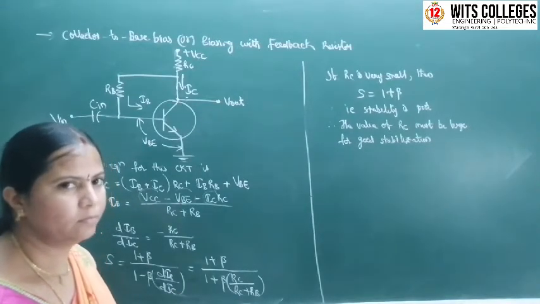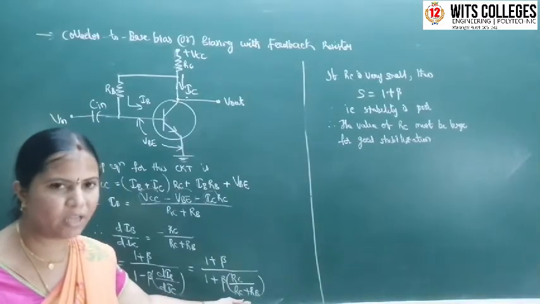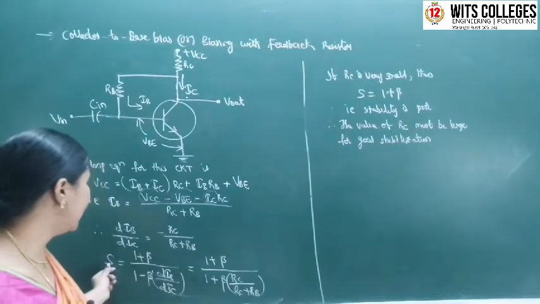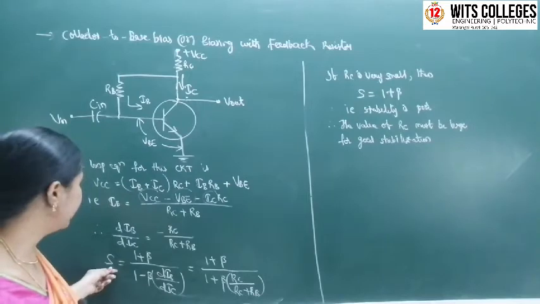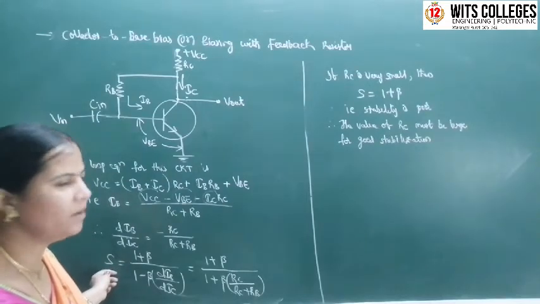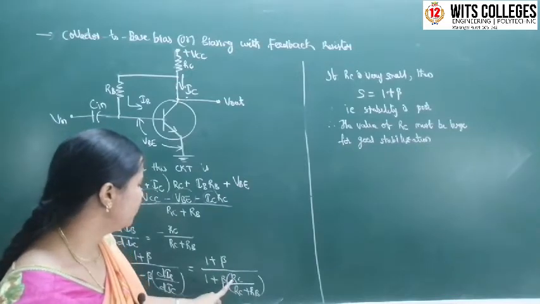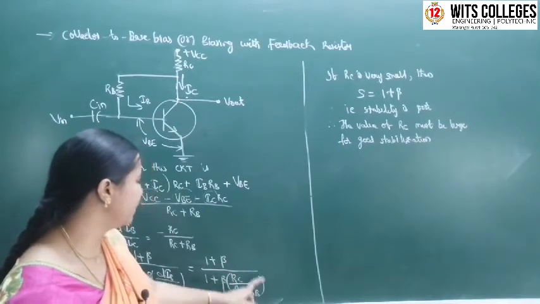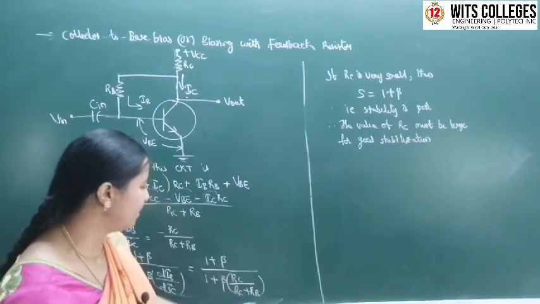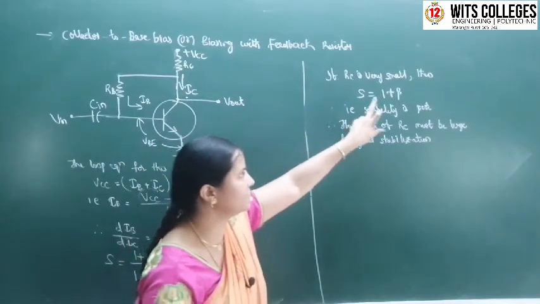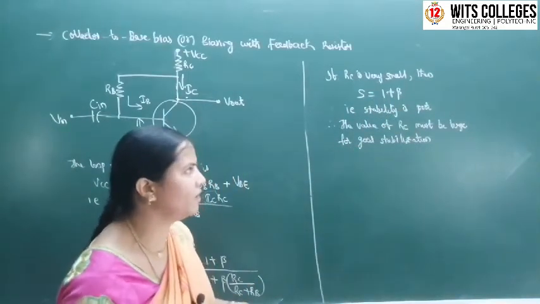S equal to 1. Okay? So if you take RC and RB values as large values, you will get a decreased stability factor. Okay? The stability factor is going to be very small. So if RC is very small, then if you neglect this term in the denominator, you will get the stability factor S equal to 1 plus beta. So that is nothing but the stability factor is very poor.